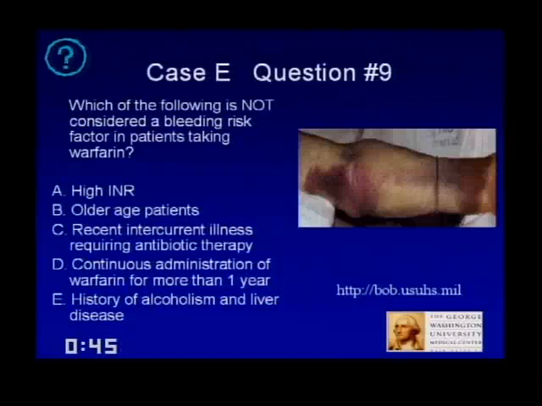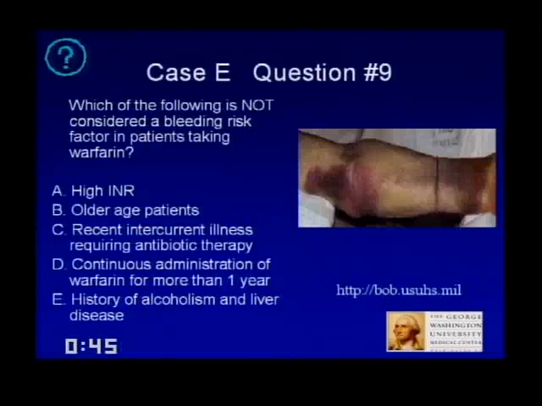Same sort of situation. Which of the following is not considered a bleeding risk factor in patients taking warfarin? So this is sort of your question to look at what the underlying conditions are that will predispose a patient who's on warfarin toward serious bleeding. A, high INR.